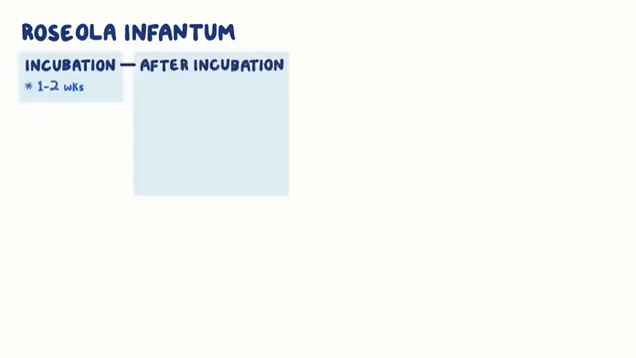Most often, though, HHV6 causes a disease called roseola infantum, which usually occurs in young children aged between 6 months and 2 years. The disease has an incubation period of 1 to 2 weeks.